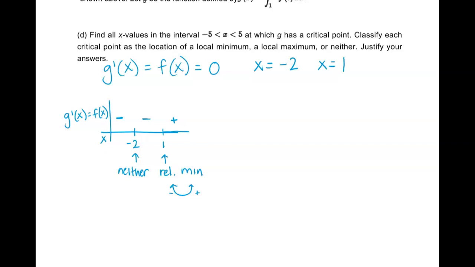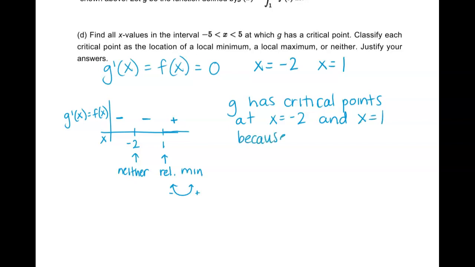So we know a couple things as far as justification. G has critical points at x equals -2 and x equals 1 because g prime of x equals f of x equals 0 at those points. So that's all the x values where there are critical points.